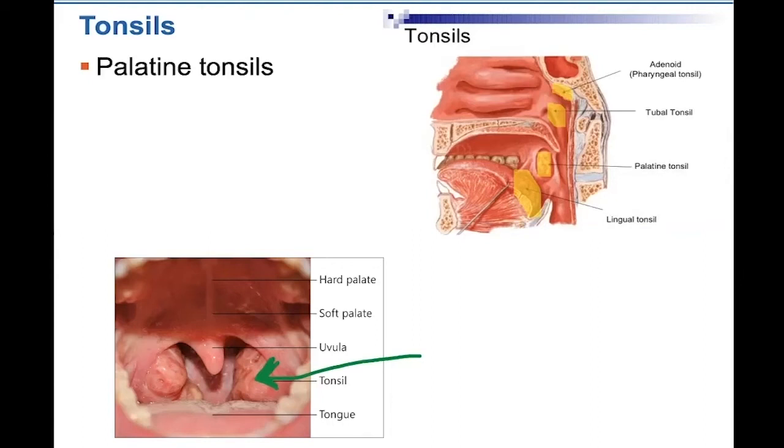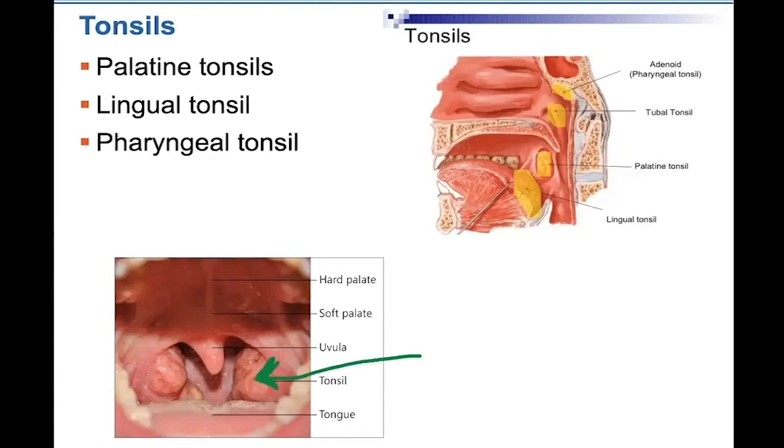If you look at the illustration down at the bottom, you'll see the green arrow, and that green arrow is pointing to a palatine tonsil. The lingual tonsil will be at the base of the tongue, and that's a single tonsil. The pharyngeal tonsil is a single tonsil, and it will be posterior to the nasal cavity in the nasal pharynx. And these are also called the adenoids.